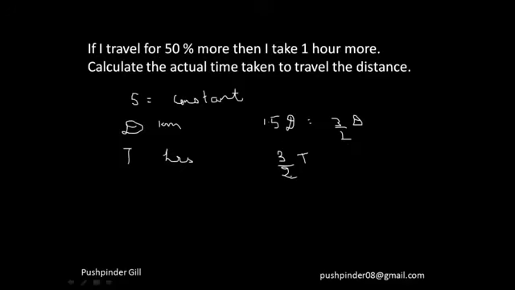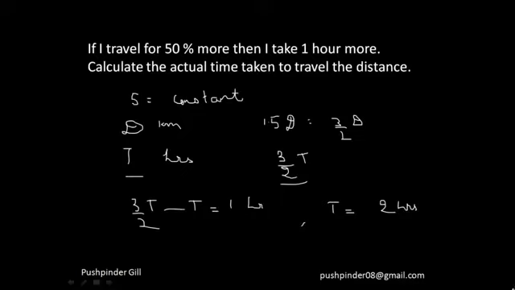Now he has told me that I take 1 hour more. That means this minus this is equal to 1 hour. That means 3 by 2 t minus t is equal to 1 hour. That means I can say that t is equal to 2 hours. From this I will be able to calculate the time taken actually is 2 hours. Right? So you see how easy we were able to solve this question, and you can solve this within your mind as well. You don't need to write all that stuff which I've written. I've just written it so that you guys understand it.